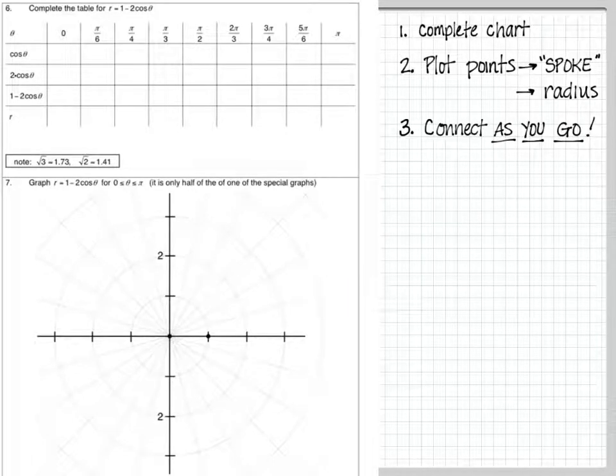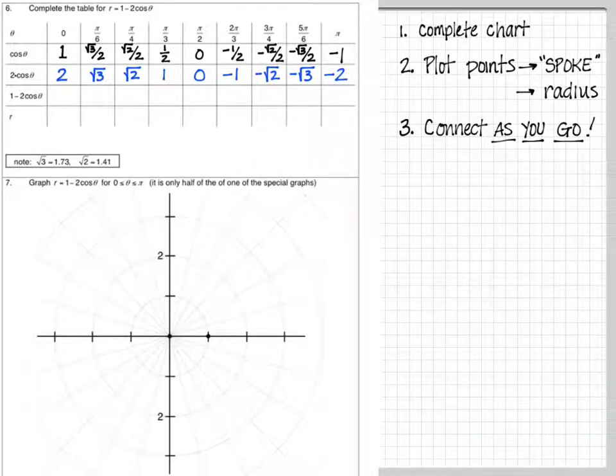And remember that you've got to connect as you go. If you don't, you're going to end up with a bunch of dots on this polar coordinate plane, and you're not going to know what to connect to what. So make sure you connect as you go. First of all, we take the cosine of all of those angles that are given in the chart, and we do that.